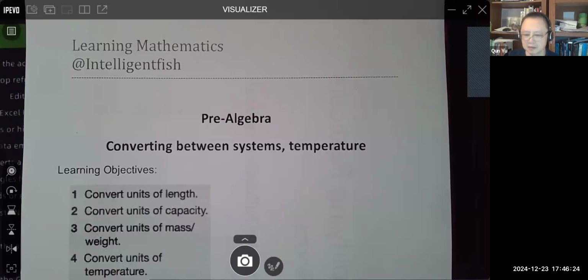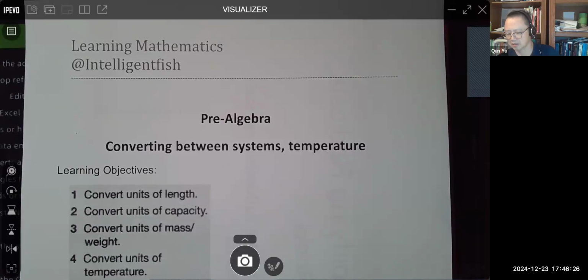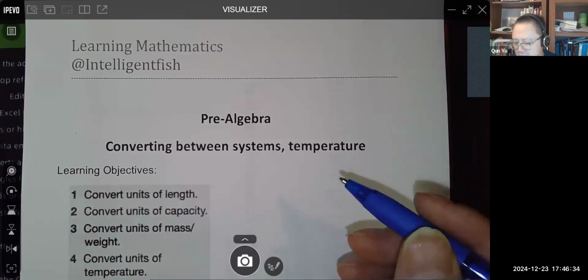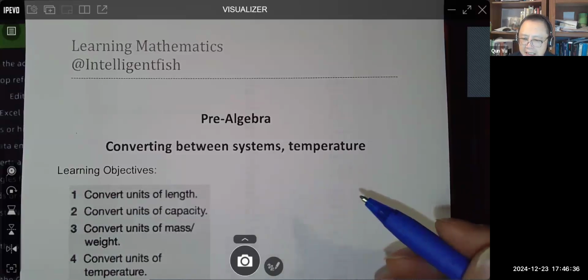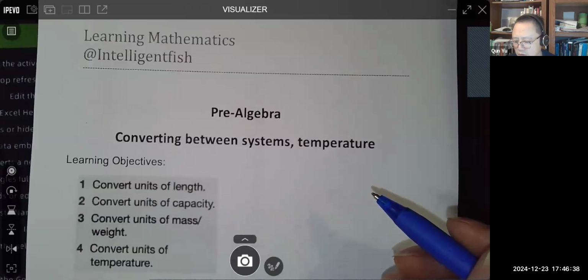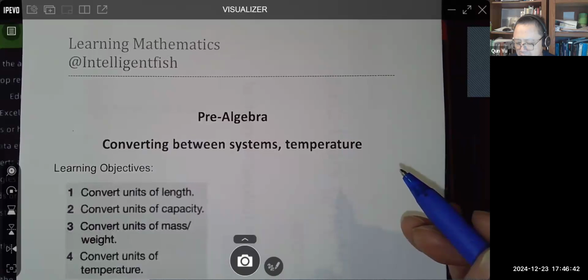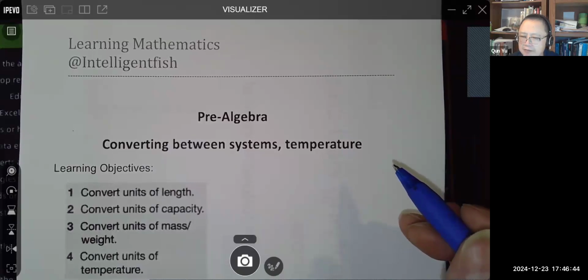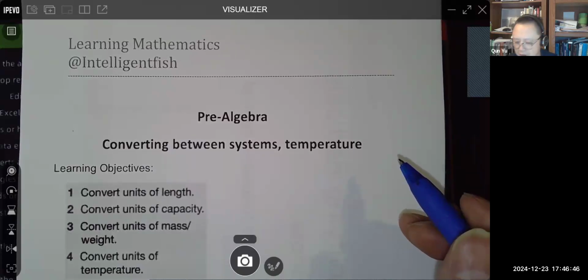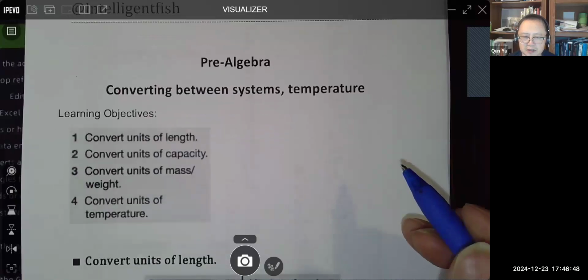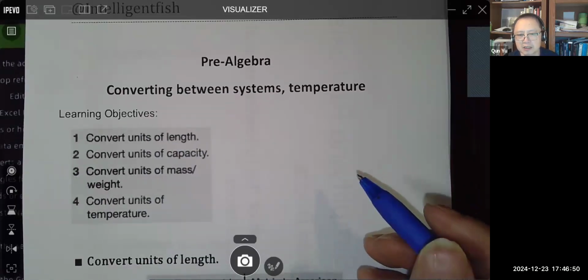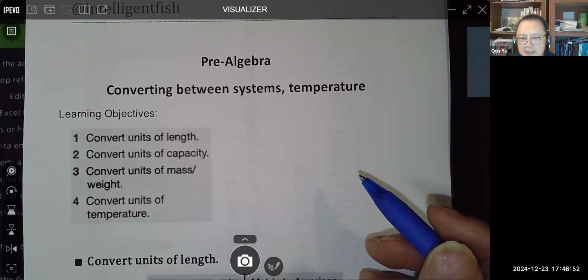Hi everyone. In this video, we are going to look at unit conversions between two different systems. One is the American system, the other one is the metric system. At the end of this video, we are going to look at how to do temperature conversions between the two systems. Again, one is Fahrenheit, one is Celsius. So these are the four objectives we are going to finish today.